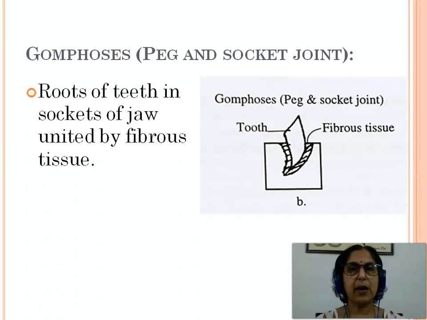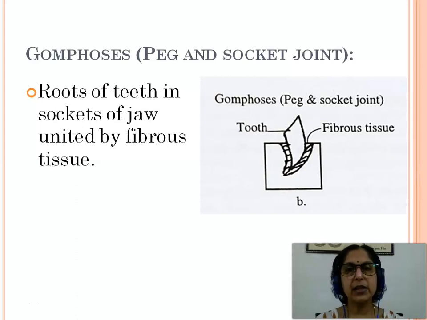The third type of fibrous joint which we study is gomphoses, or peg and socket joints. These are seen at the roots of the teeth in sockets of the jaw, united by fibrous tissue. So what is seen here? This is a tooth. This lower part is the root of the tooth, and what we see here is the alveolar process of the jawbone, either maxilla or mandible. So these two are joined or united by fibrous tissue. So this is gomphoses or peg and socket joint type of fibrous joint.